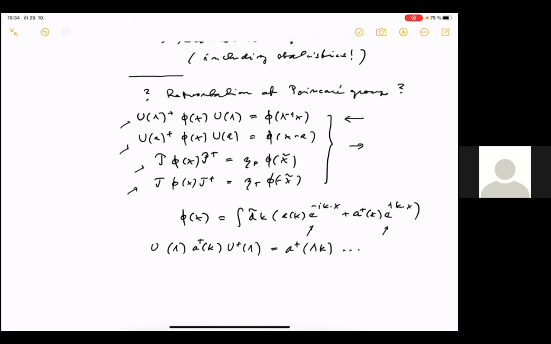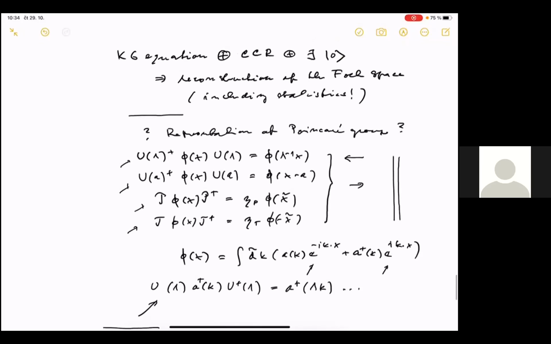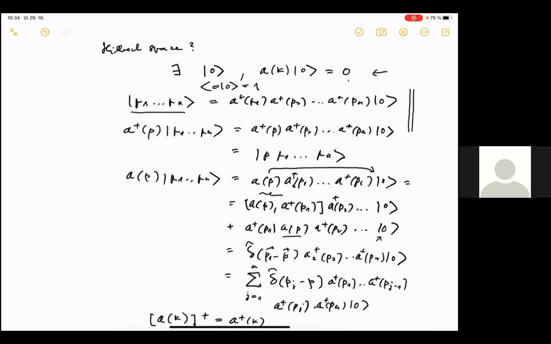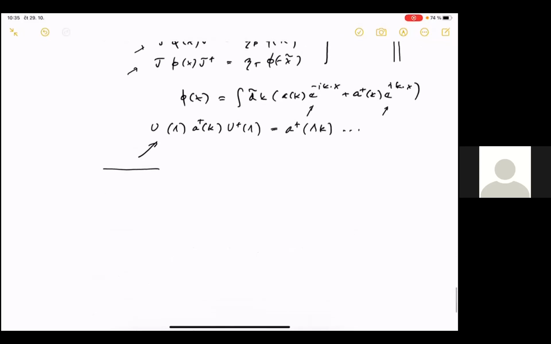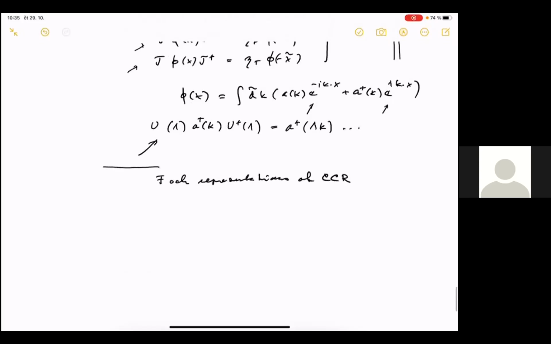So I leave these manipulations as an easy exercise for you, to show that these transformation properties of the field are equivalent to the corresponding transformation properties of the creation and annihilation operators we have obtained before by the bottom-up construction. Let me make one remark. For our reconstruction of the Hilbert space, it was crucial that we had this vacuum state. A representation in the Hilbert space in which such a vacuum state exists is called a Fock representation of the canonical commutation relations. But there could exist also representations which are not of this type.